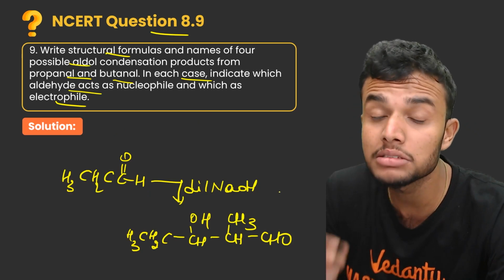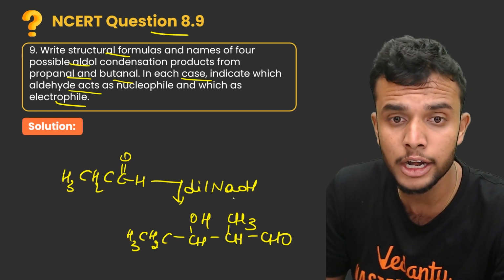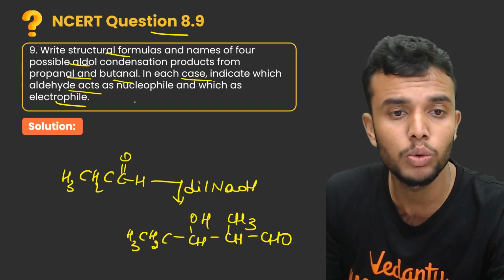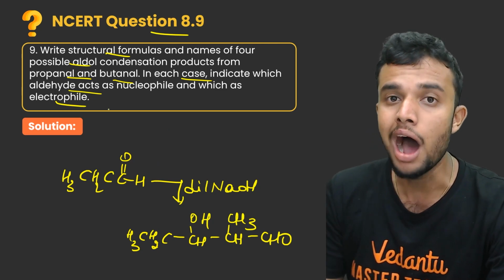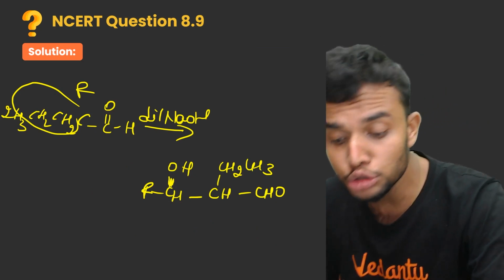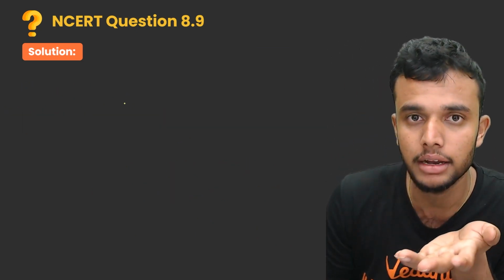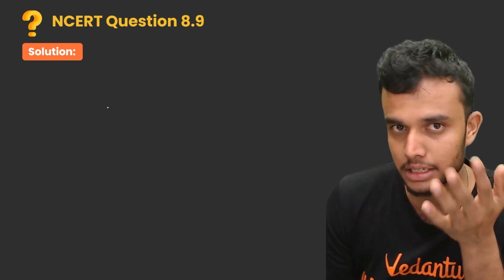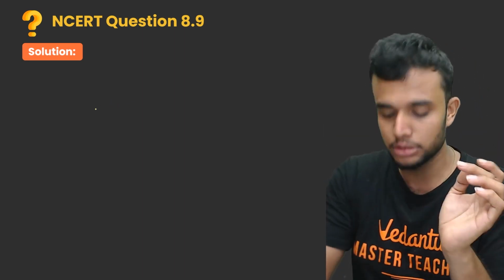Next, they also ask for 4 products. Already 2 are done, so move on to the next one. The next one is the aldol condensation reaction between both propanol and butanol, but we choose 2 different conditions. In the first condition, propanol acts as an electrophile and butanol acts as a nucleophile. In the next condition, it is reversed. Okay students, understood?